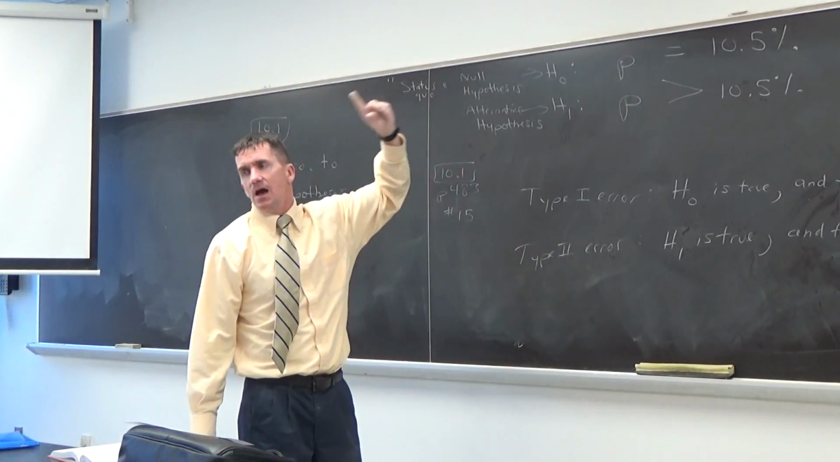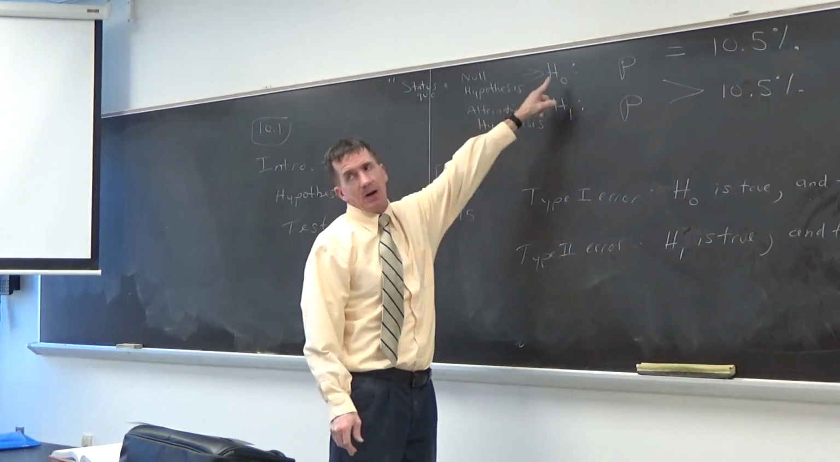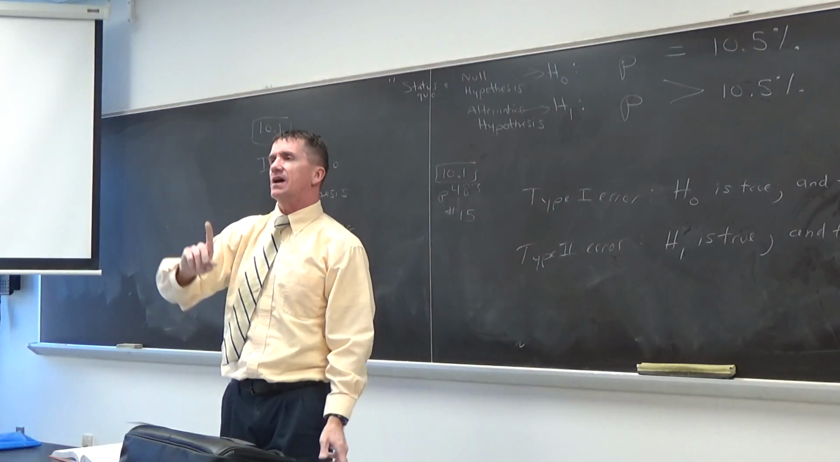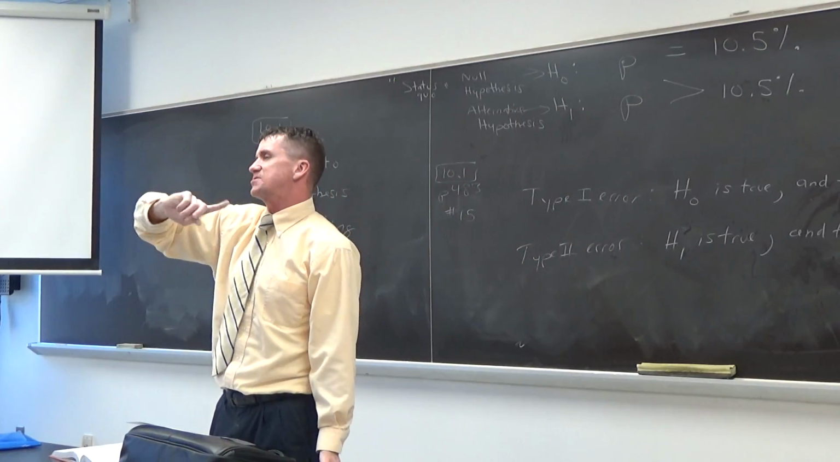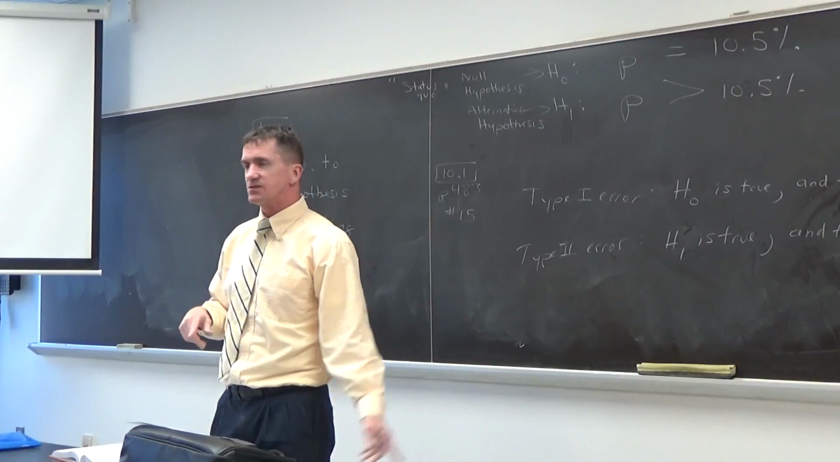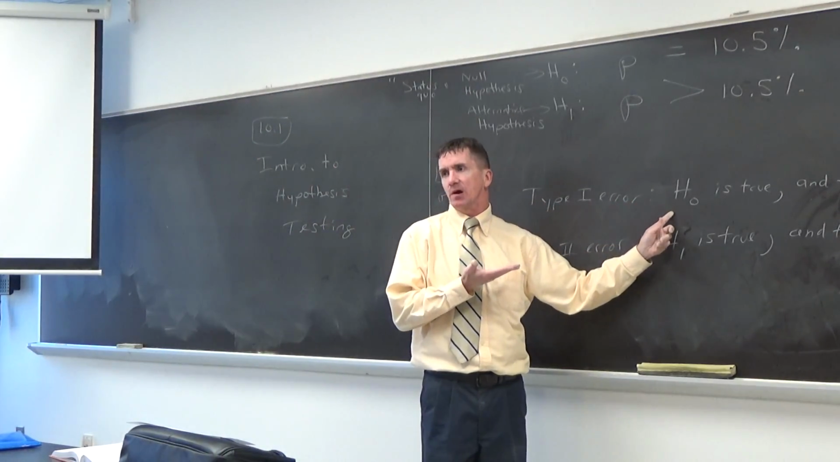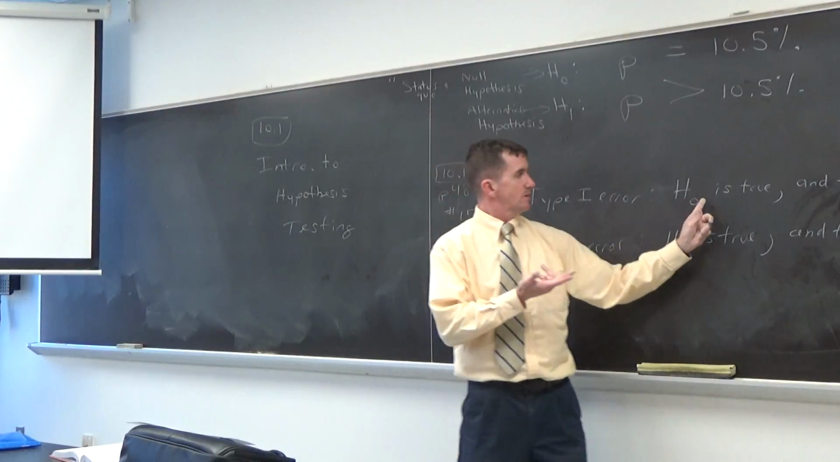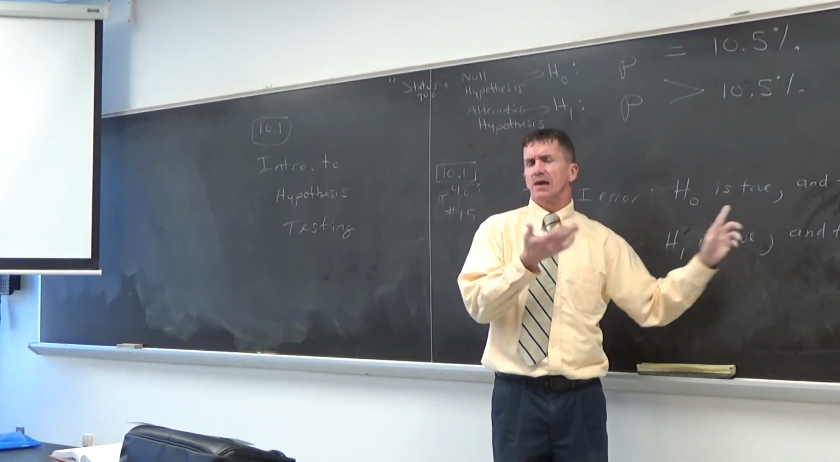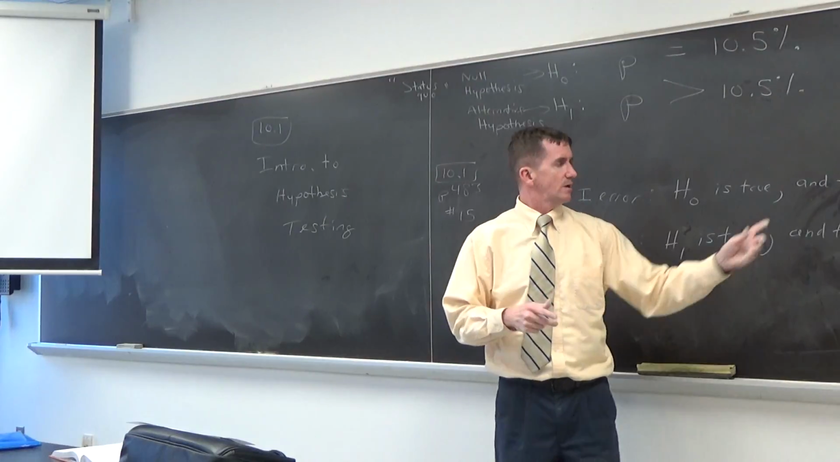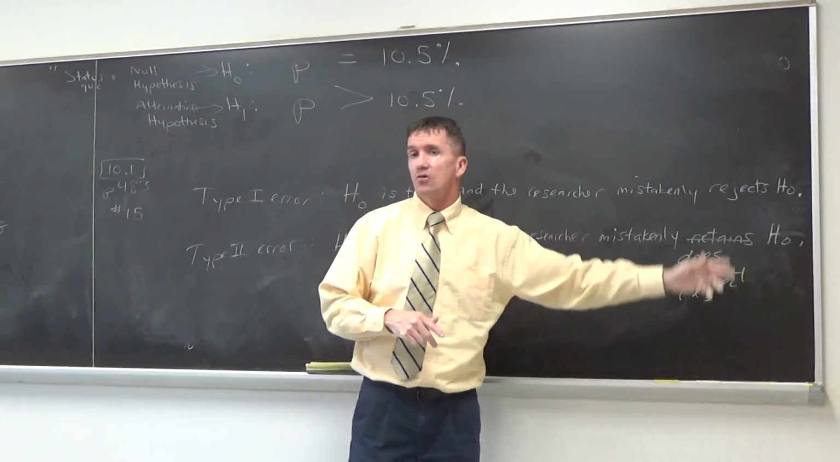So in this case, if on the test I said, hey, I need you to set up a hypothesis test, and then letter B I say, I need you to explain what a type 1 error is, what would you say? To explain what a type 1 error means, what would it be? H0 is true. Yeah, the null hypothesis is true. And then what was the mistake the researcher made? The researcher mistakenly rejected it.